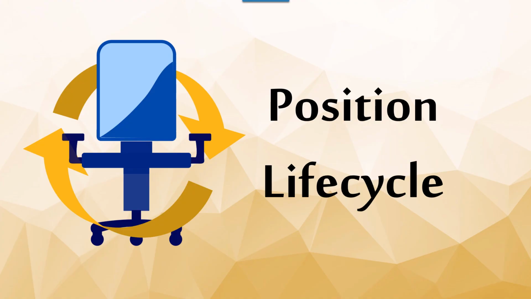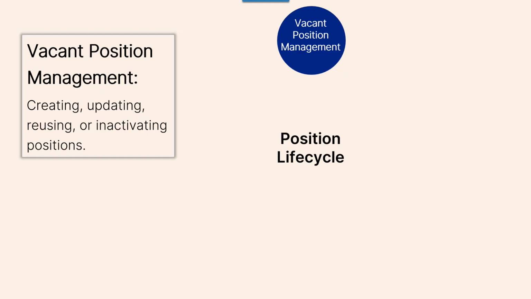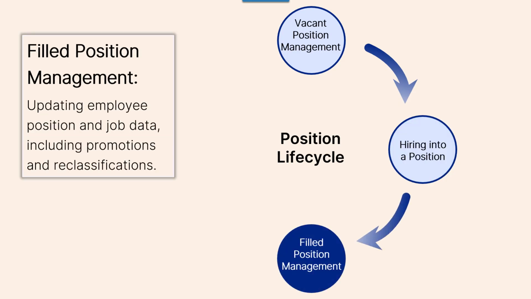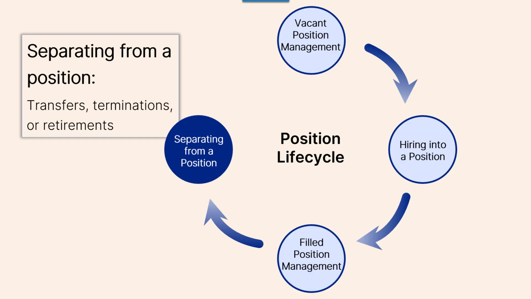The position life cycle represents the journey of a position in UCPath, starting with vacant position management. This includes creating, updating, reusing, or inactivating positions. Hiring into a position. Once the position is created or updated, an employee can be hired into it. Filled position management. Once the employee fills the position, there may be updates to their position and job data, including promotions and reclassifications.